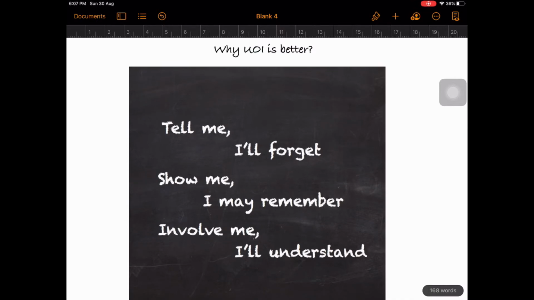Why UOI is better? There's an old saying, tell me, I'll forget, show me, I may remember, involve me, I'll understand. That is the essence of UOI. Learning passively from teachers is quick and effective, but you will forget easily. Learning actively by yourself is difficult and time-consuming, but you will remember it for a long time. That is why UOI is better.